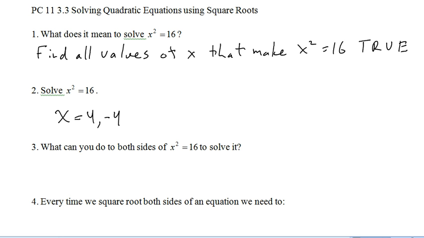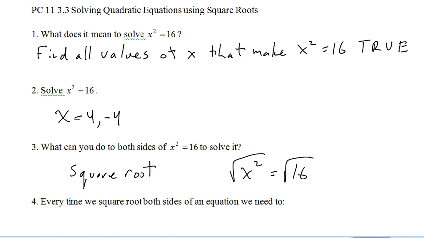Okay, normally we end up doing opposites to get x by itself. So in this case, we've got x squared. So what can we do to both sides? Square root both sides. So if we have x squared equals 16, we're going to square root both sides, okay?